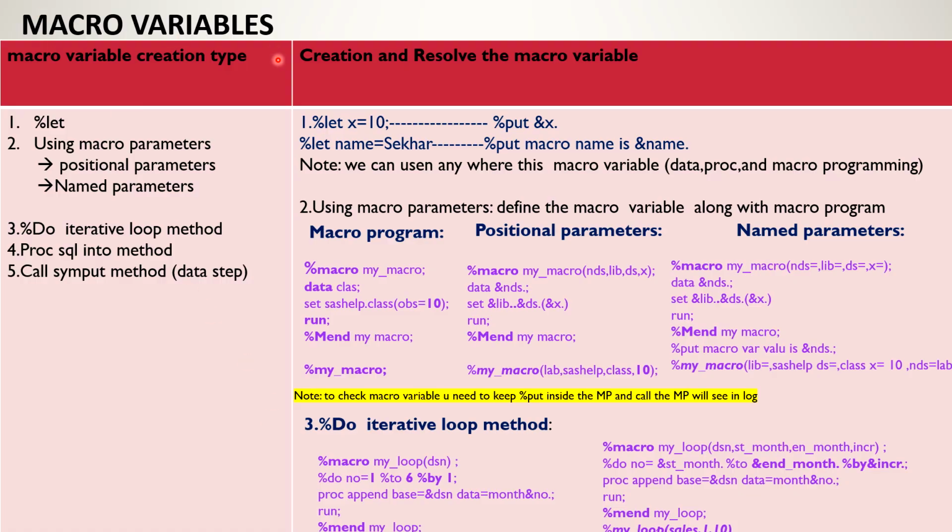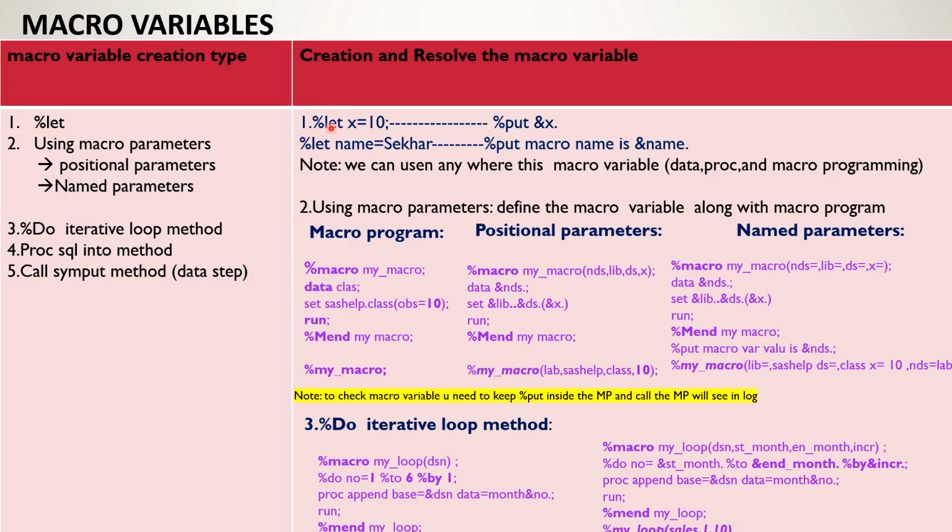So, macro variables. In SAS, how many types are available to create macro variables? There are 5 types of macro variable creation in SAS. First is the %LET method, second is using macro parameters, and the third one is the %DO iterate loop method, then the PROC SQL INTO method, and the CALL SYMPUT method.